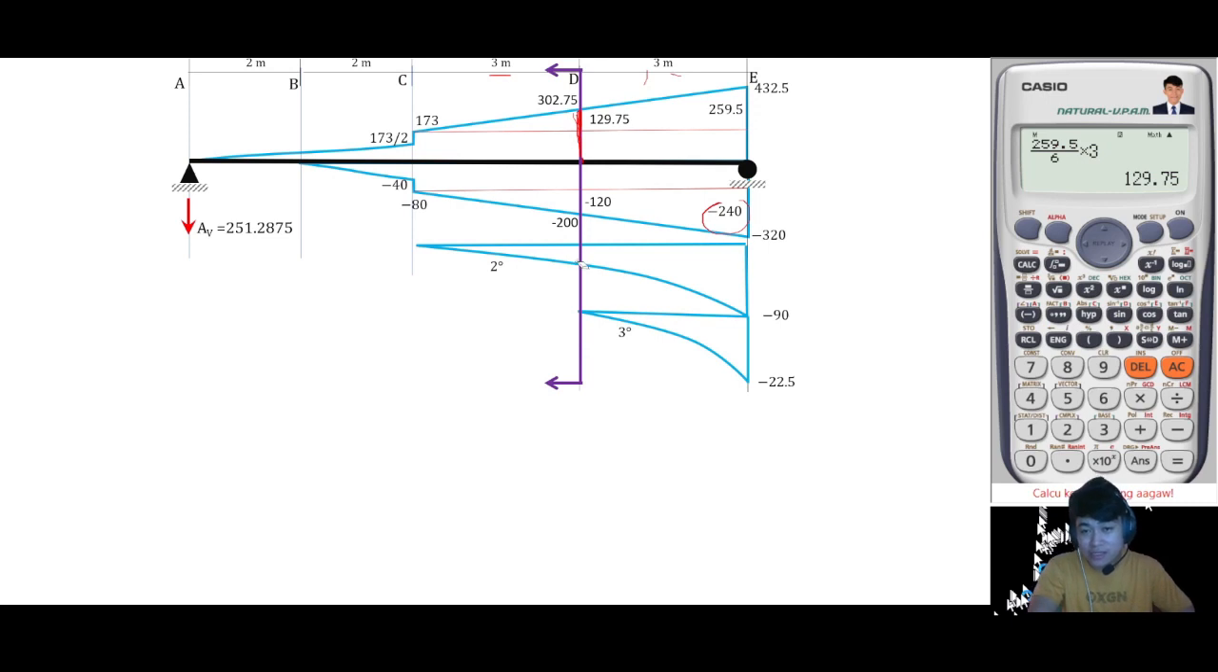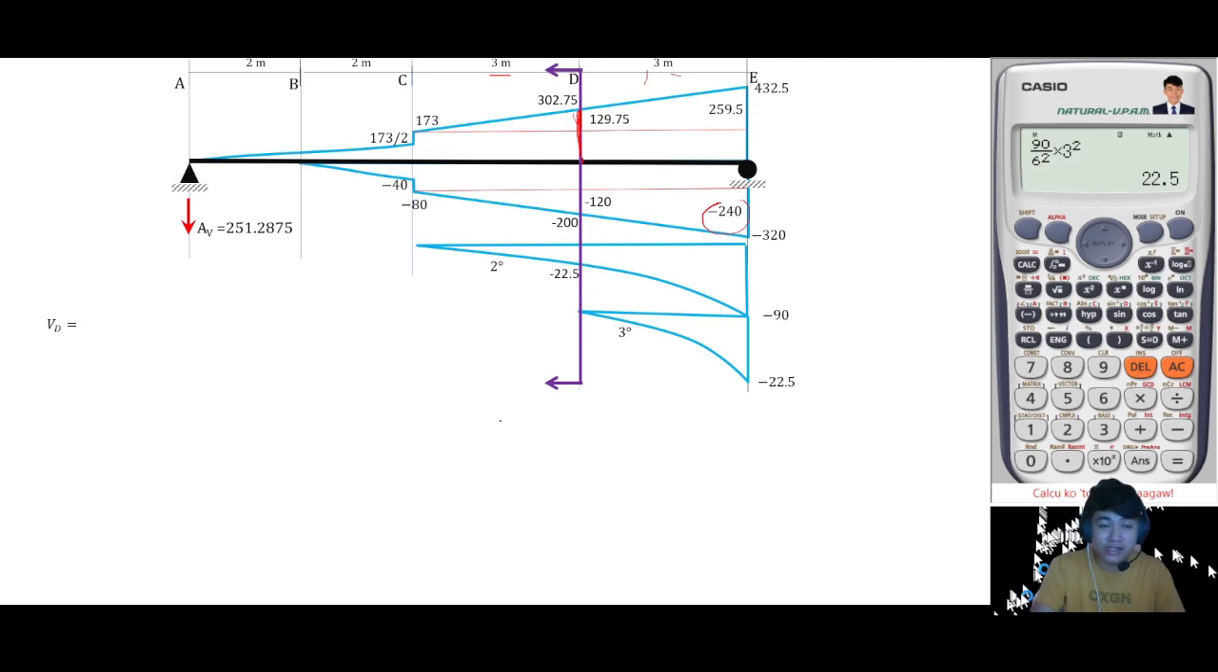And then for this spandrel, we need ratio and proportion for second degree, and it will yield 22.5. So let's check if that is correct. By ratio and proportion in second degree, 290 over 6 squared. Take note, the distance is squared, and the distance of the other is 3 squared. The answer is 22.5.